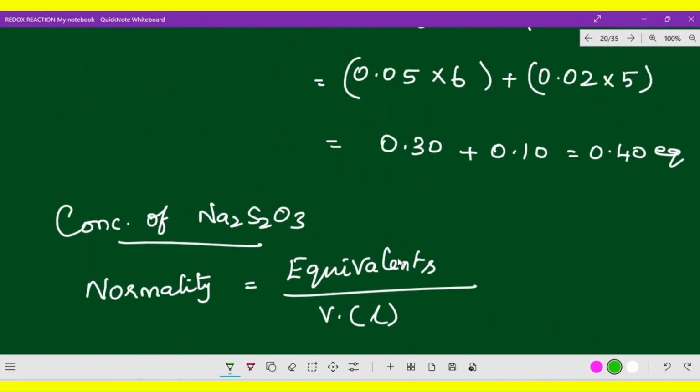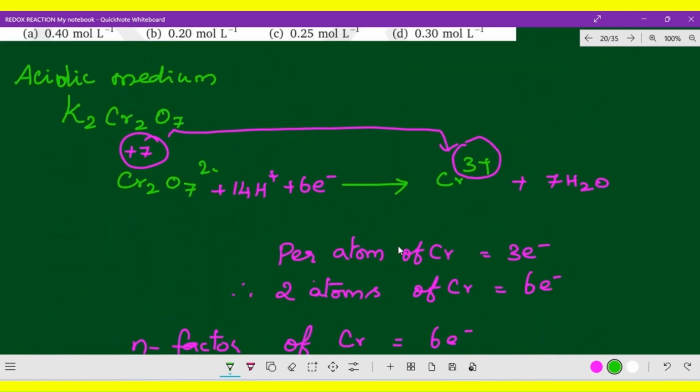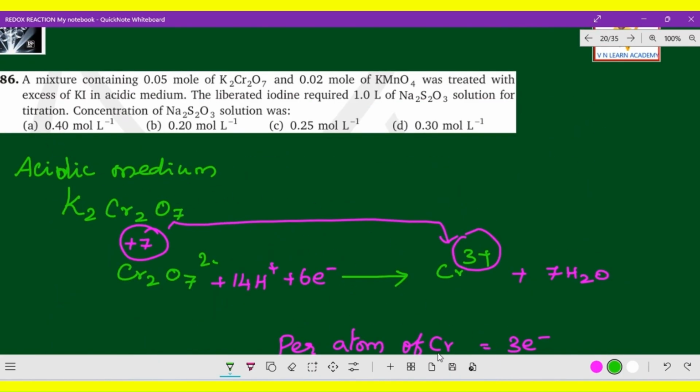I hope you got that idea. And see, there are many questions like this. Concept is the same. You got the idea. Now which is the correct option? Option A is the correct option. Mole per liter, mole inverse. So 0.40 is the answer. Come on, let's go to the next question.